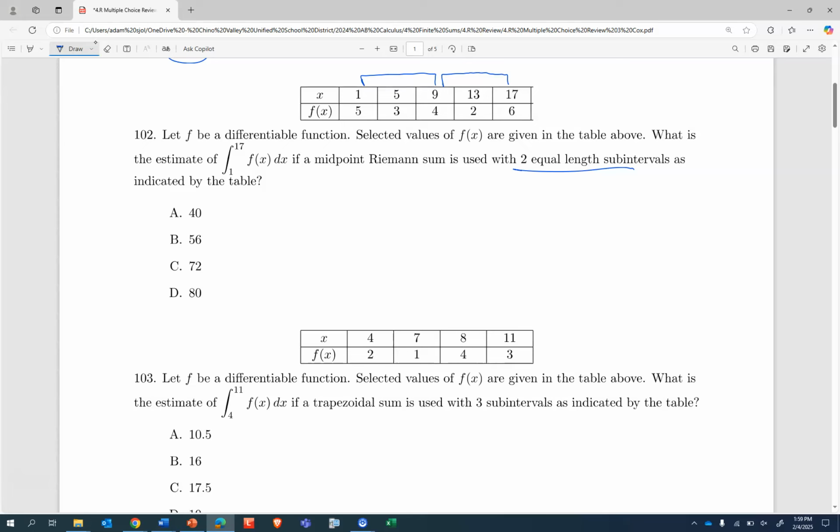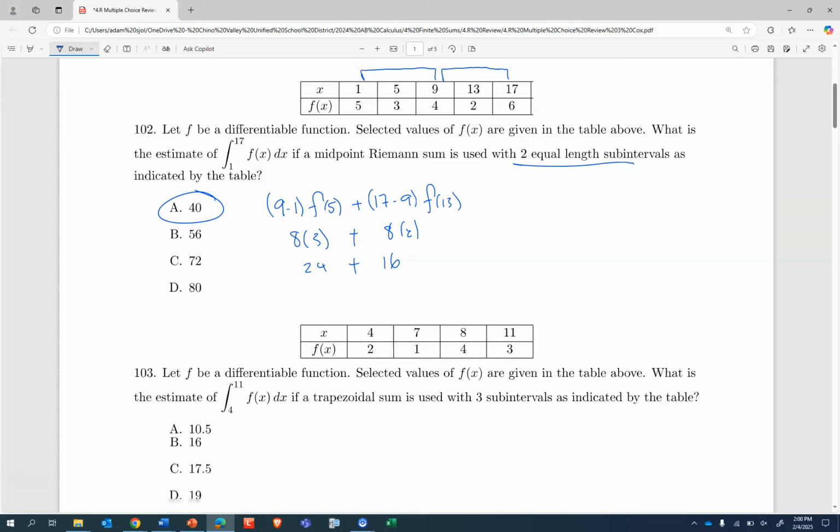Okay, so what are we going to write? We're going to write 9 minus 1 times f of 5 plus 17 minus 9 times f of 13. So that's 8 times 3, 24, plus 8 times 2, 16, gives us 40. And we were just doing area under the curves. We don't have to divide or anything.